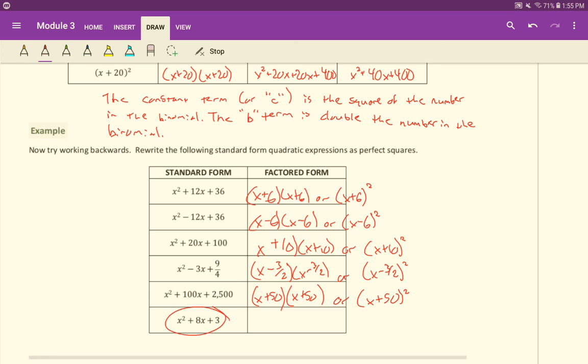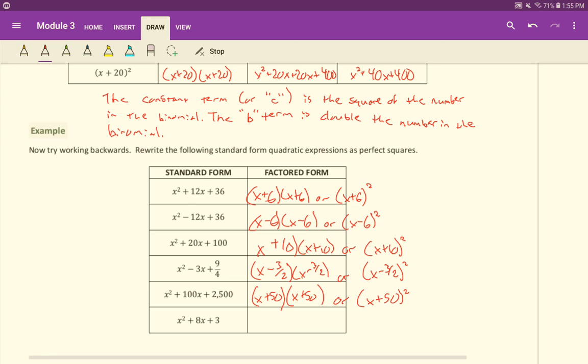Now how about this one? Is 3 a perfect square? It isn't, right? So what do we do here? Because 3 is not a perfect square, how do we do this? All of these were perfect squares.